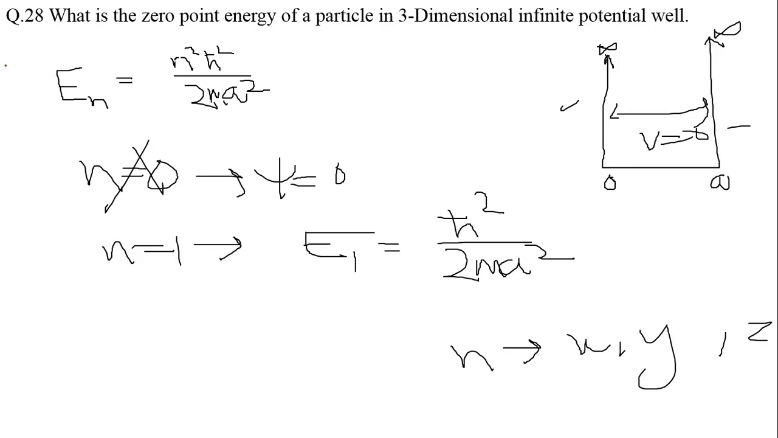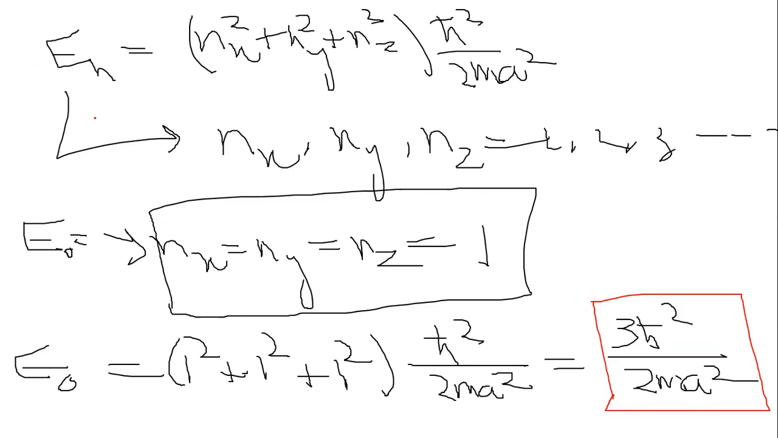However, in the case of a three-dimensional potential box, there are three numbers on which the energy depends, and these are nx, ny and nz. Similarly, we can write E equals nx square plus ny square plus nz square times h cross square by 2m a square. For the 0 point energy or ground state, all the values of nx, ny and nz are 1, because only then will there be minimum values, and if any one of them is 0, then the wave function becomes 0.